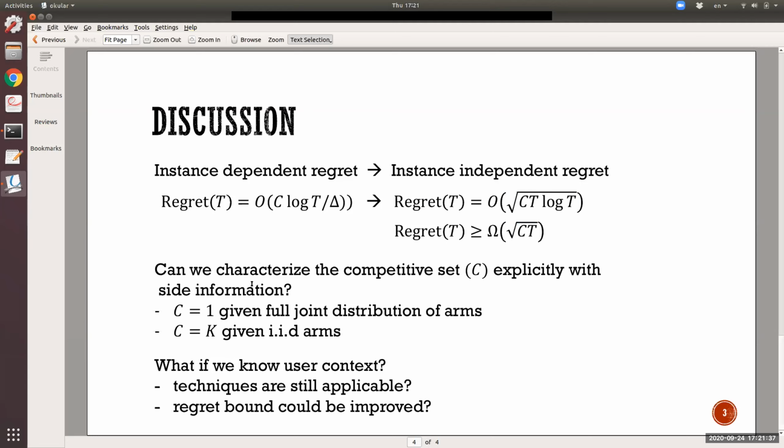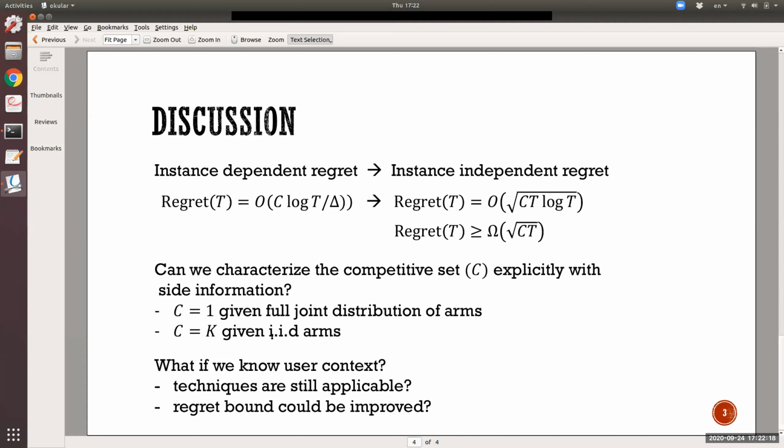So for example, if we have IID arms, then C is just the number of arms, K. And if we are given the full distribution of the arms, then C becomes 1. And also, the last question is: what if we know the user features? Are the techniques used in these two papers still valid? And also, if we have this kind of feature information, can this regret bound be improved?